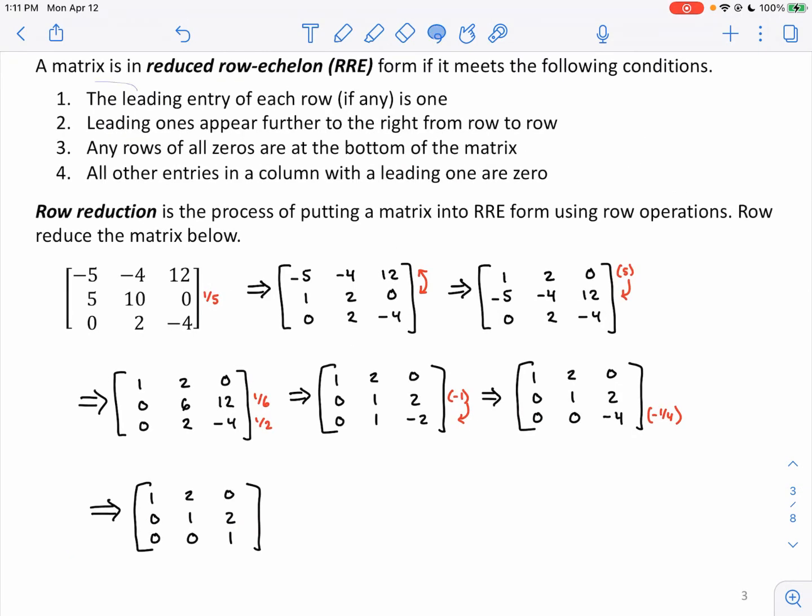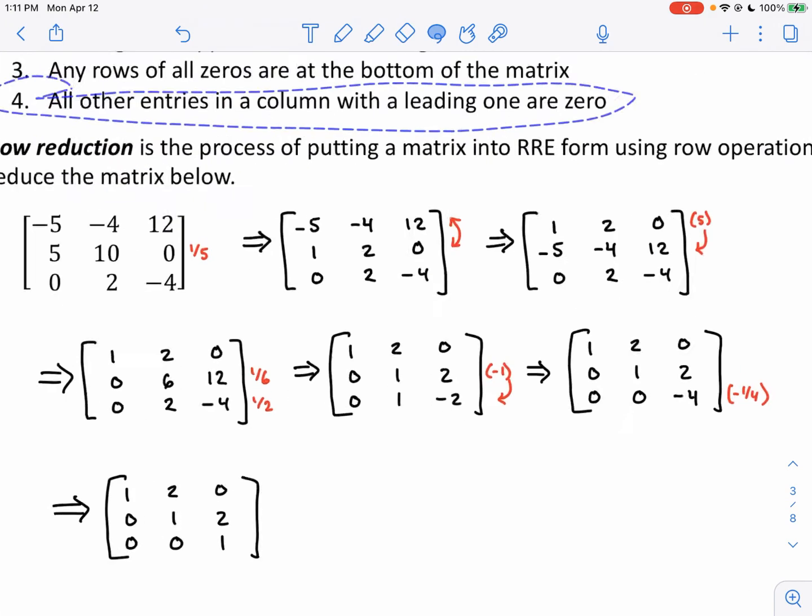Okay, now let's check our conditions. The leading entry of each row, if any, is 1. Yes, we have 3 leading 1s right there. Leading 1s appear further to the right from row to row. Check. There's no leading 1 above another leading 1. Any rows of all zeros are at the bottom. There are no rows of all zeros here, but if there were, we would just do a row interchange and get them to the bottom. And the fourth one, all other entries in a column with a leading 1 are 0.